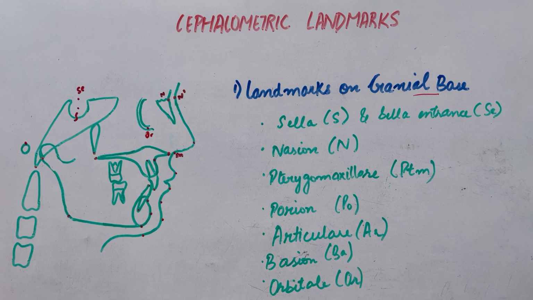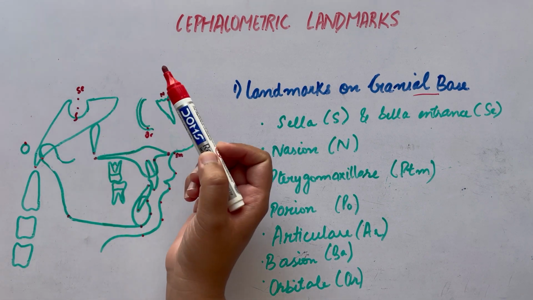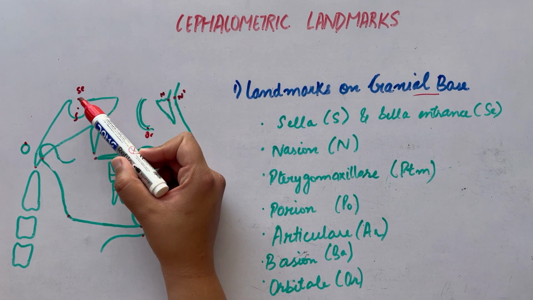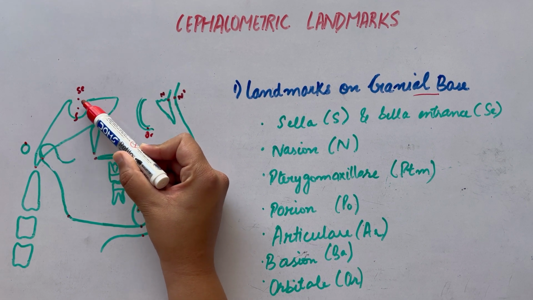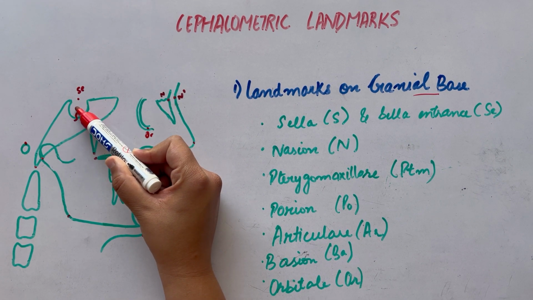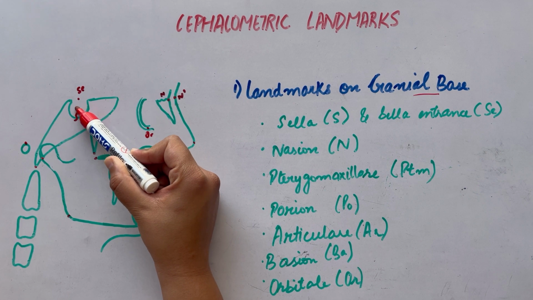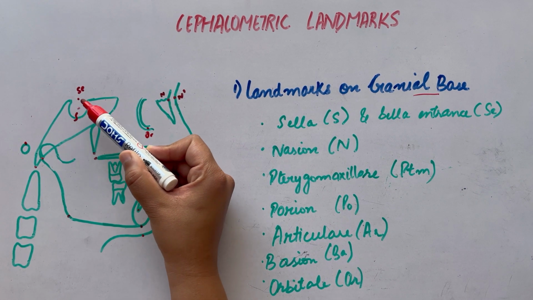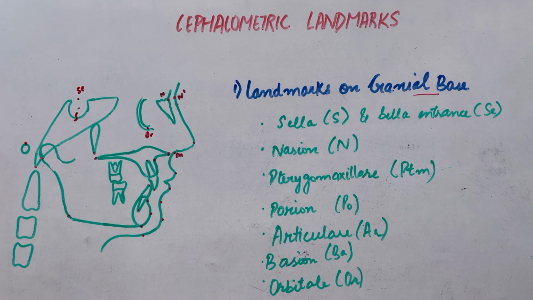So starting with sella. Now sella is a constructed point in the medial plane and it is defined as the center of the sella turcica. This is the sella turcica. At the center of the sella turcica, this is the sella point. It is a constructed point in the middle of the sella turcica.